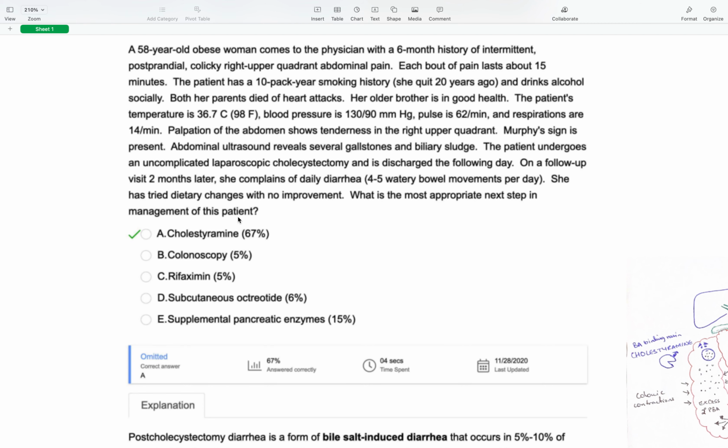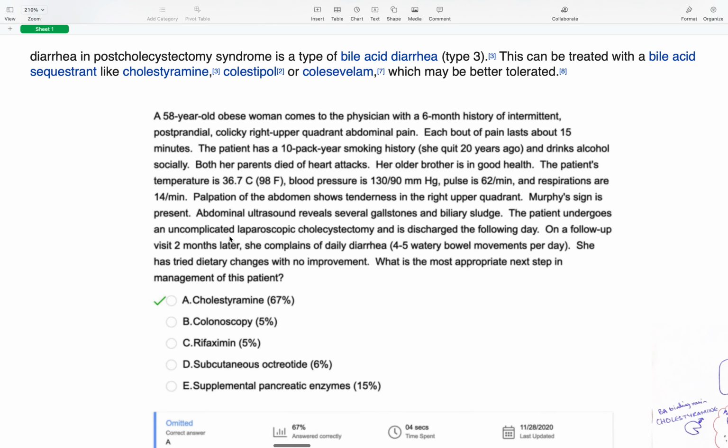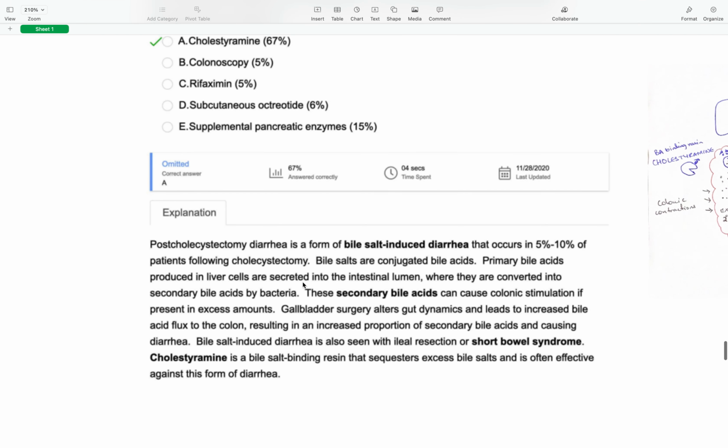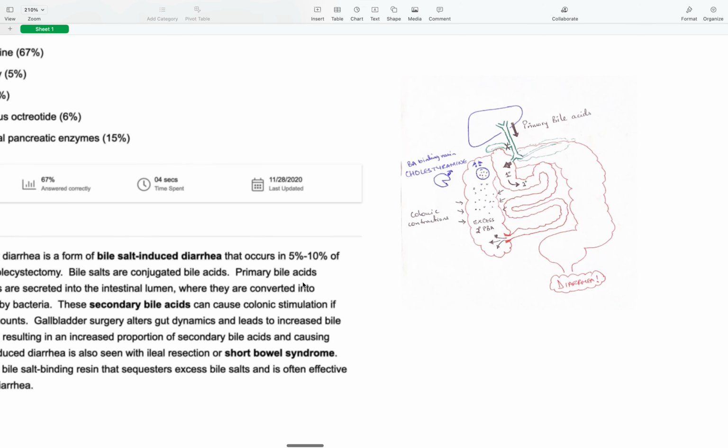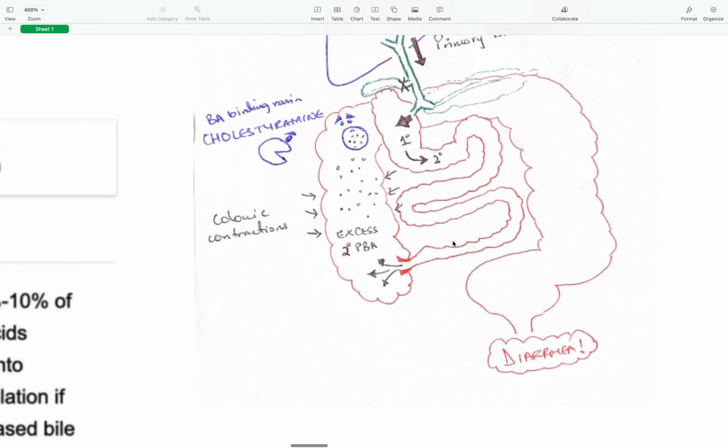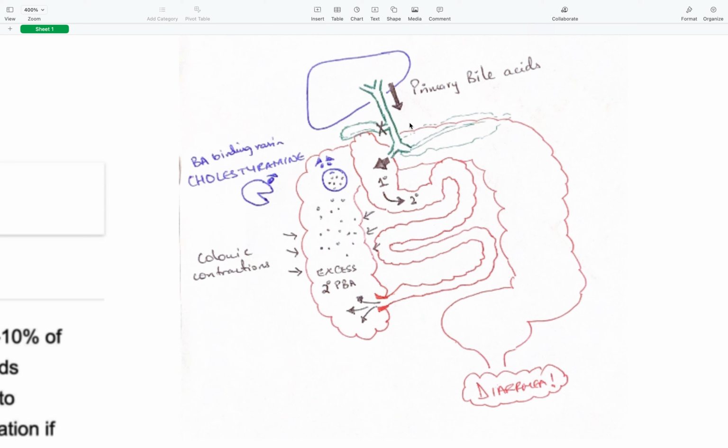You start with cholestyramine. Cholestyramine is basically a bile acid sequestrant. Cholestyramine, colestipol, or colesevelam may be started in patients who do not respond to dietary change. Okay, so how does this help? Let me show you about this in a cartoon form. So what happens is you remove post-cholecystectomy. Now you remove the gallbladder.